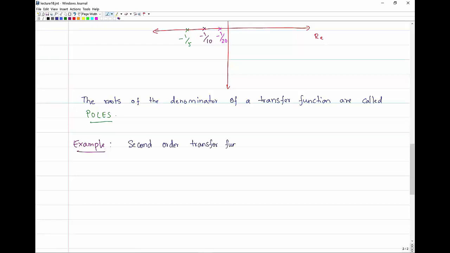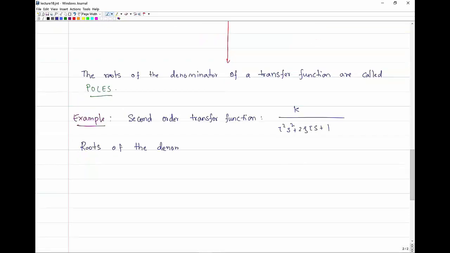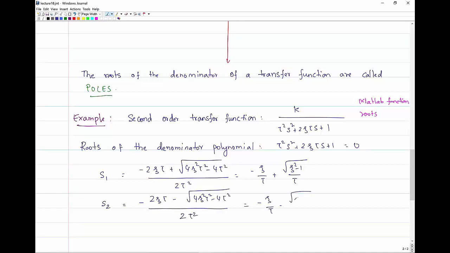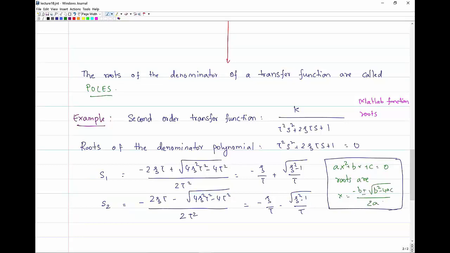Let's try to do the same with the second order transfer function, the standard second order transfer function. The roots of the denominator polynomial of a second order transfer function are s1, which is minus zeta over tau plus square root of zeta squared minus 1 over tau, and s2, which is minus zeta over tau minus square root of zeta squared minus 1 over tau. Now you can find roots of any polynomial in MATLAB using a function called roots.